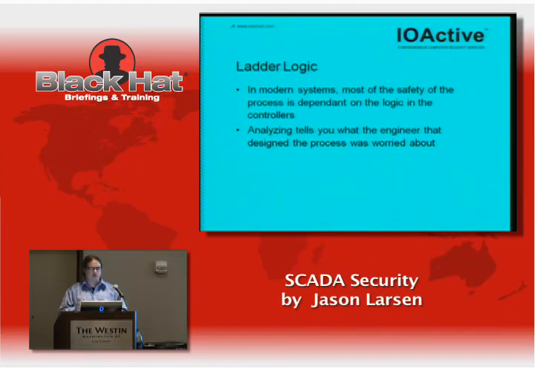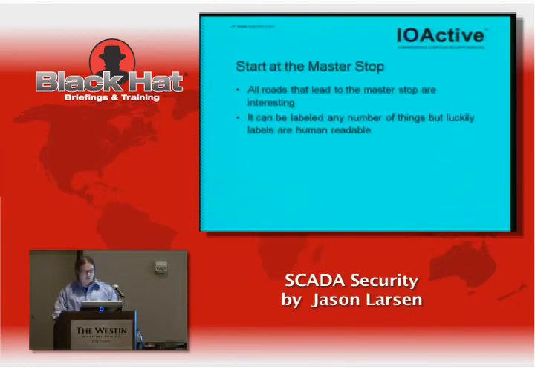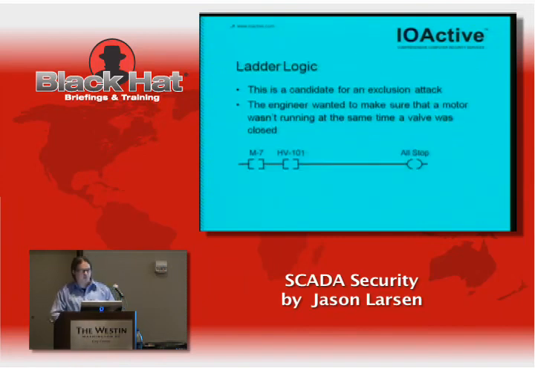So analyzing the logic tells you a lot about what the engineer was worried about. So pretty much you can start at the master stop rung, and all roads that lead to the master stop are generally interesting. The logic in the controller can be downloaded from the controller as soon as you can talk to it, and it can be labeled any number of things, but lots of them are human readable.